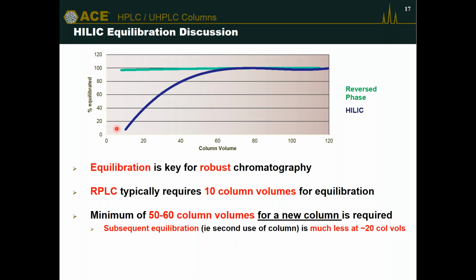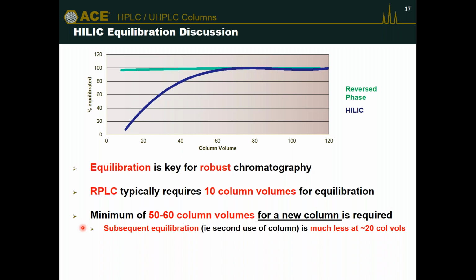Now, quite interestingly, once you've used the column for the first time, you've done some separations, it's been equilibrated, you wash the column and then you put it back in the box and you come to it a week later or whenever you next do some HILIC work, the equilibration time is less. In fact, the work that we've done in our labs, when you use your HILIC column for the second and subsequent time, only around 20 column volumes are required to equilibrate your column.